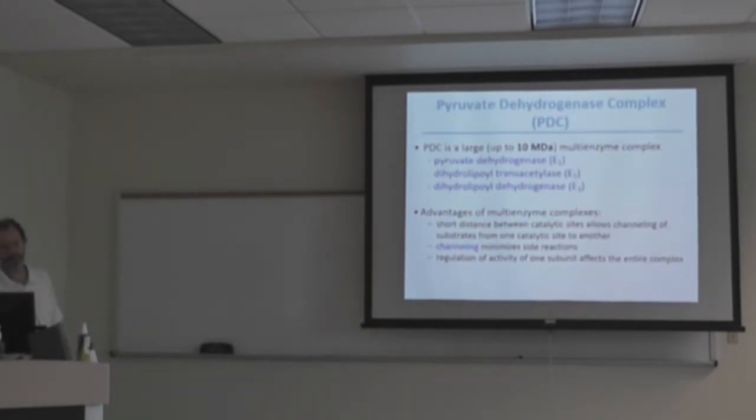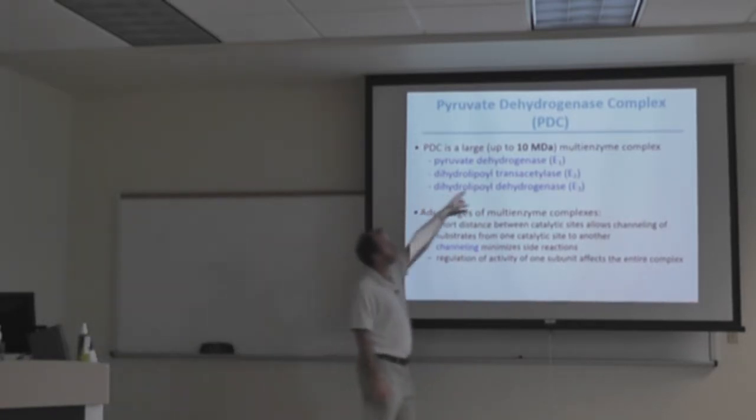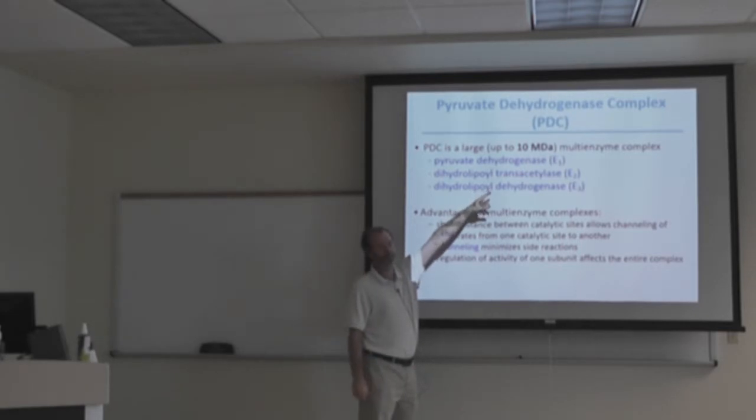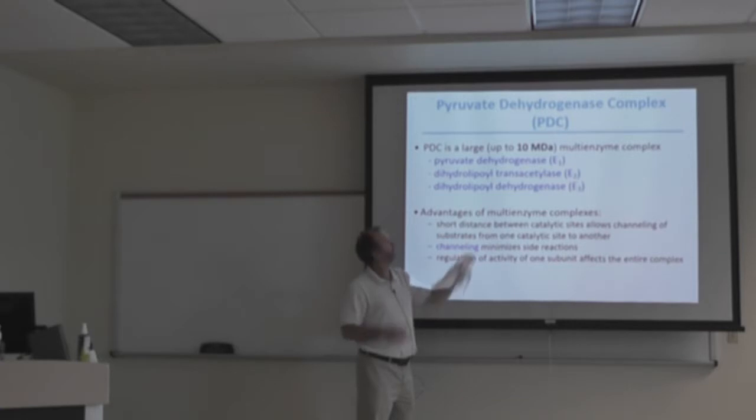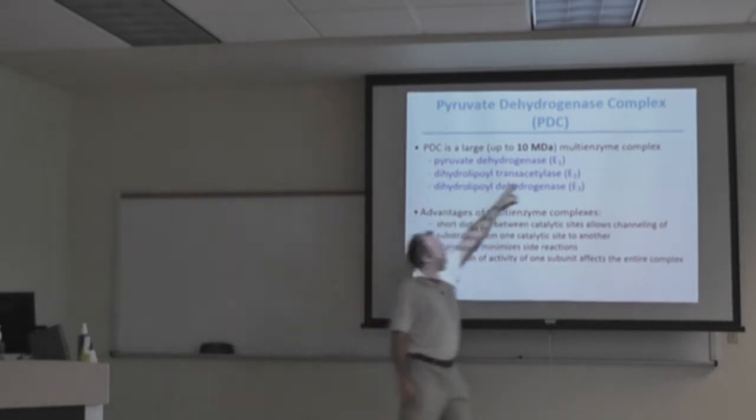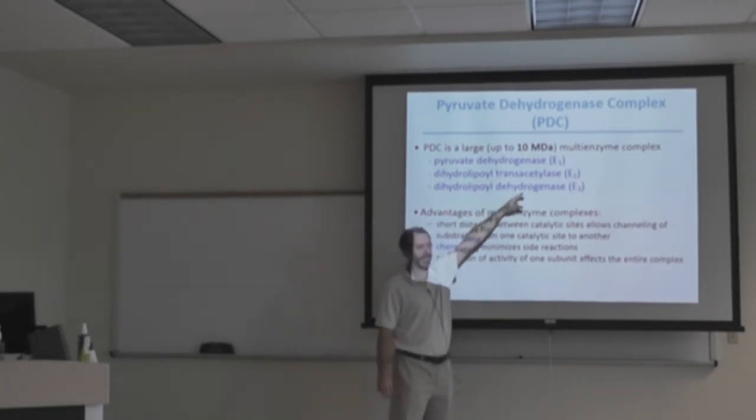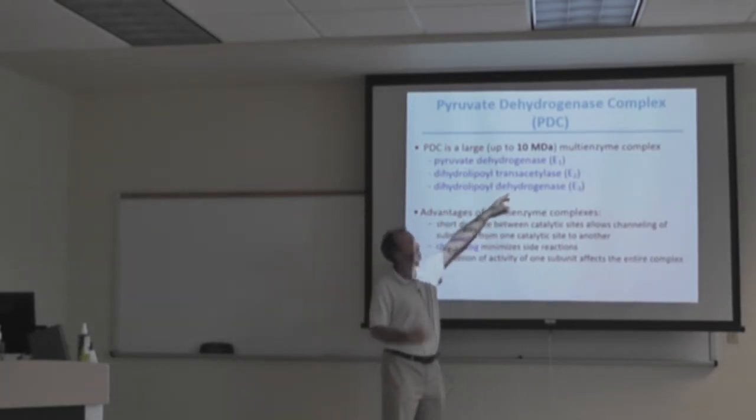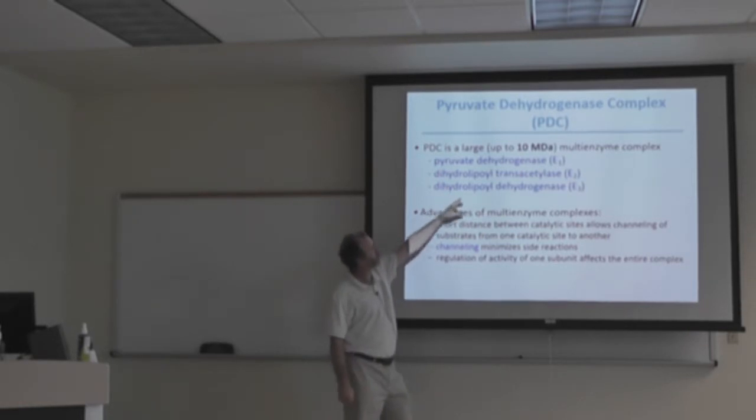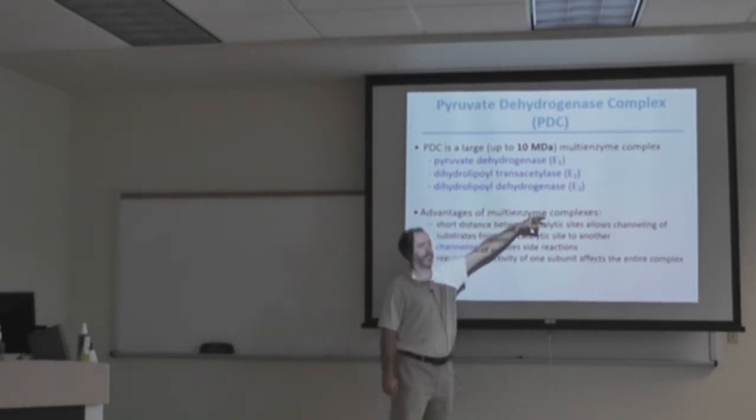So the pyruvate dehydrogenase, like I said, is a large complex, up to 10 megadaltons in size, which is huge, right? Pyruvate dehydrogenase is enzyme 1. Dihydrolipoyl transacetylase is enzyme 2, and then dihydrolipoyl dehydrogenase is enzyme 3.